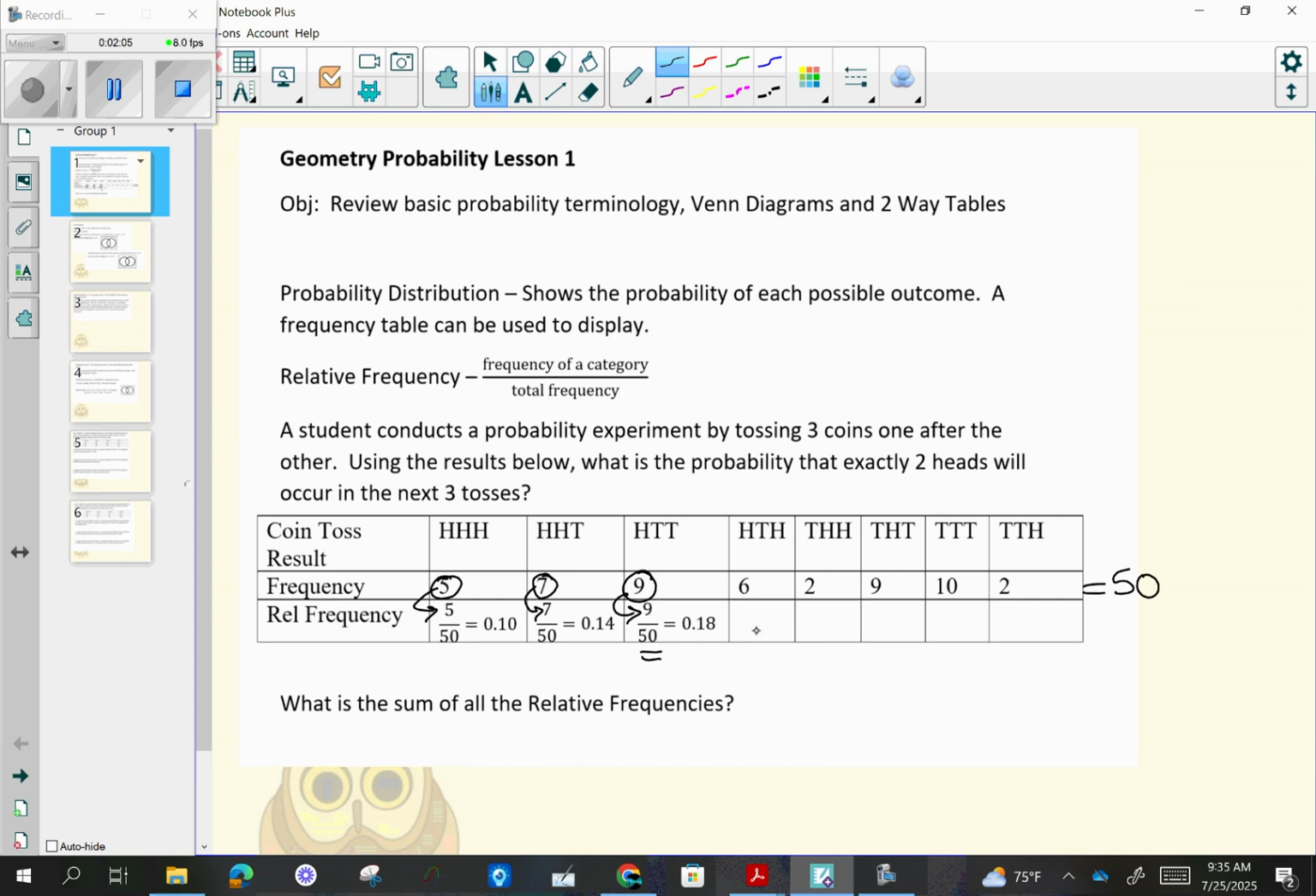All right, so we've got 6 out of 50 is 0.12. 2 out of 50 is 0.04. 9 out of 50 is 0.18. 10 out of 50 is 0.20. And again, 2 is 0.04. If I look at all of those relative frequencies and I add them up, the sum is 1. And that will always be the sum of your relative frequencies.